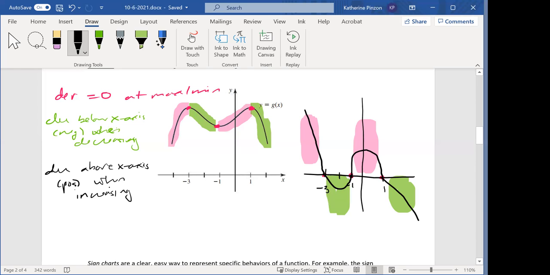And this one is a cube. Its ends go in opposite directions. It crosses the x-axis 3 times, and it has 2 humps, right? So we kind of go down.